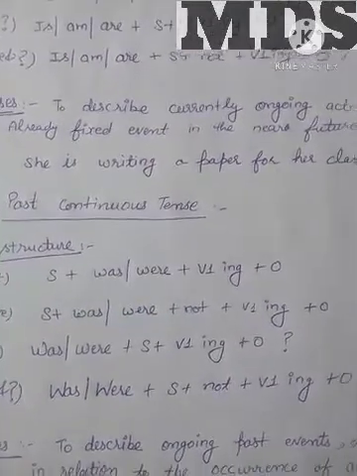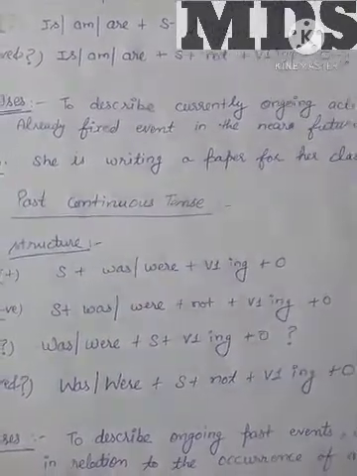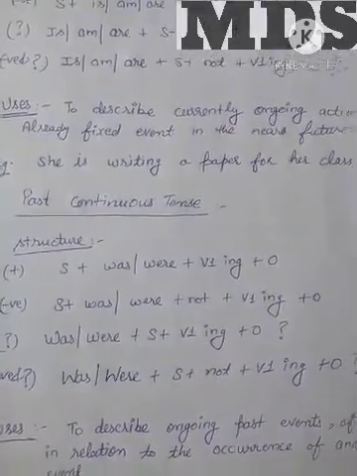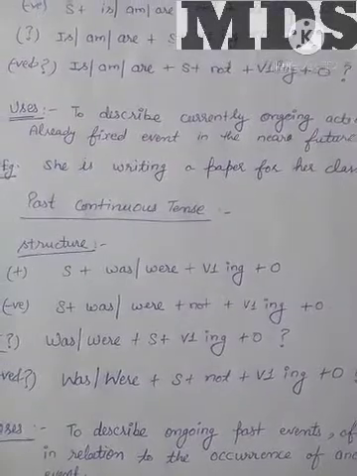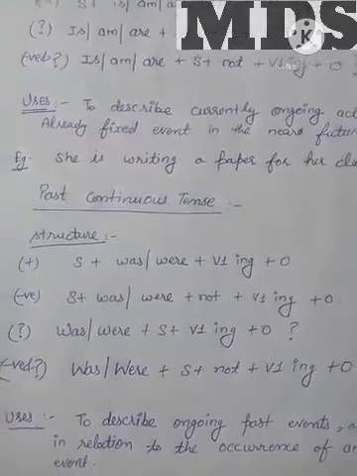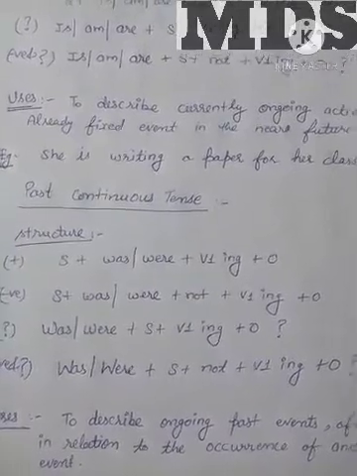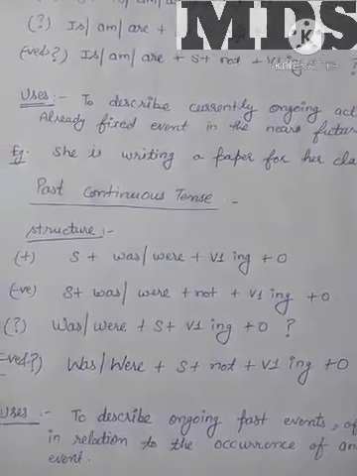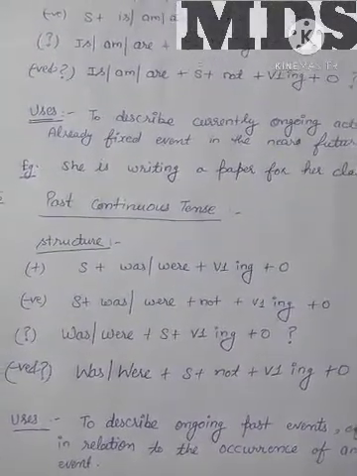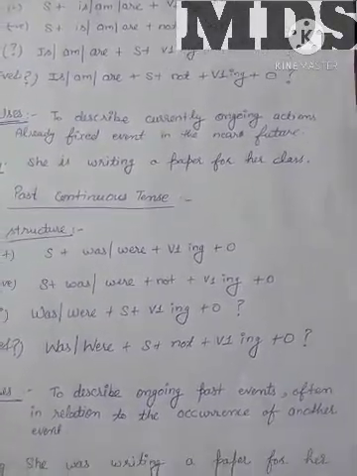Again, was will be used with the singular subject and were will be used with the plural subject, in spite of having their different persons. In a negative sentence, we will use not after was/were before the first form of the verb and ing. For interrogative, was/were will come first, then the subject will follow, then the first form of the verb with ing, and then the object. For negative interrogative, was/were will be followed by the subject, then not, the first form of the verb with ing, and then the object.